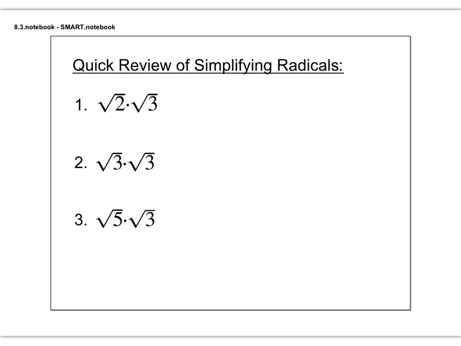In this case, if we multiply root 2 times root 3, we just get root 6. It's as simple as that, multiplying what's underneath the square root sign.